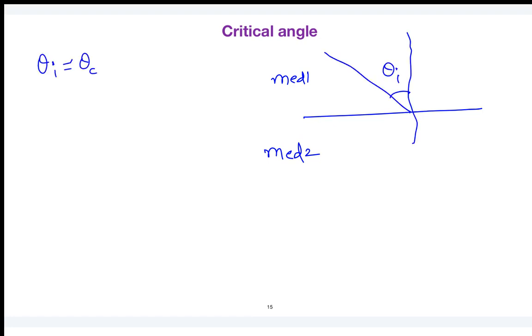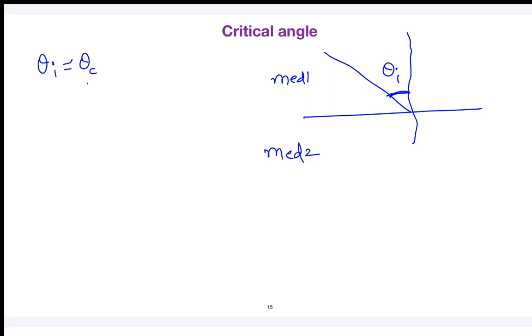See here, suppose this is your interface and this is your medium 1 and this is your medium 2. Okay, when any signal is incident on the interface with an angle of theta I, what does it mean? If the angle of incidence is equal to the critical angle, there should not be any transmitted wave into the next medium, which means that everything will be reflected back into the same medium.